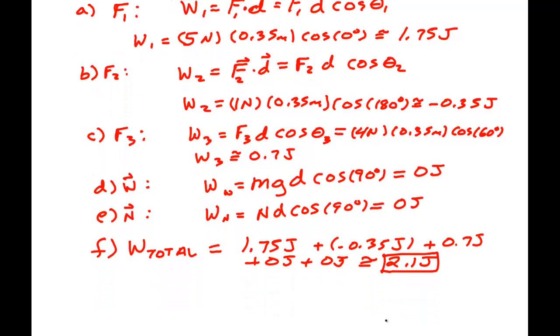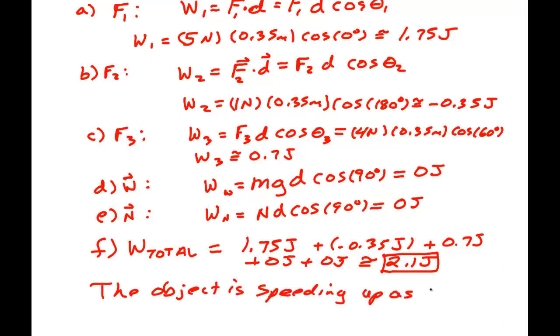What does that tell us? The object is speeding up as W total is greater than 0 joules. Some of the forces, like F2, are trying to slow it down, but more of the forces are speeding it up, creating a total in positive work.